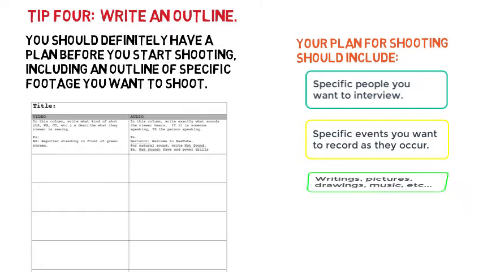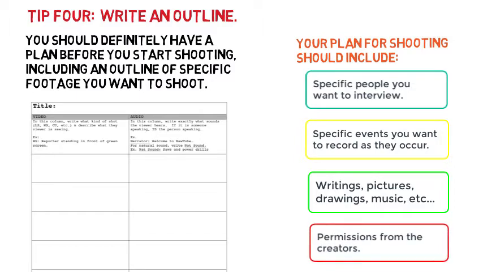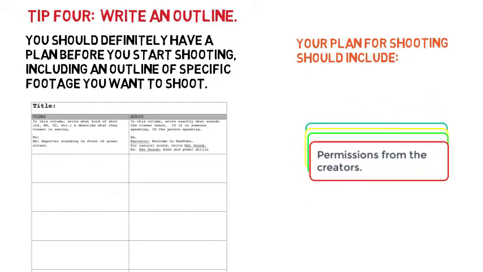Your plan for shooting should include specific people you want to interview, specific events you want to record as they occur, specific writings, pictures, drawings, music, and/or other documents you want to use, and you'll want to get permission to use these from the creators before you add them to your documentary. Also include any dramatic recreations you want to shoot.